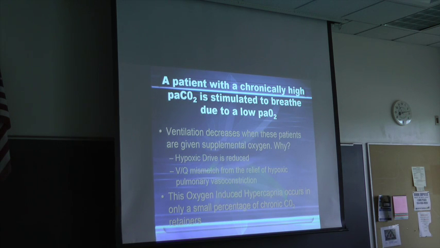And this repeats it again. But that was good that you wrote it, because it helps you to learn. A patient with a chronically high PaCO2 is stimulated to breathe due to a low PaO2. Ventilation increases when these patients are given supplemental oxygen. Why is that? And it gives you the answer. It tells you that their hypoxic drive has been reduced. So now you have a high level of oxygen in their blood, and there's no stimulus for breathing. So they breathe a lot less.